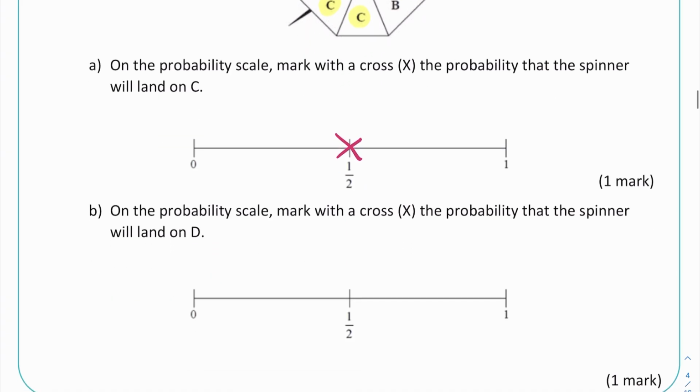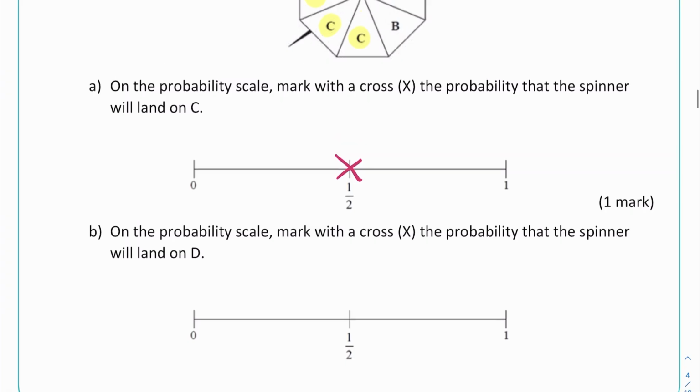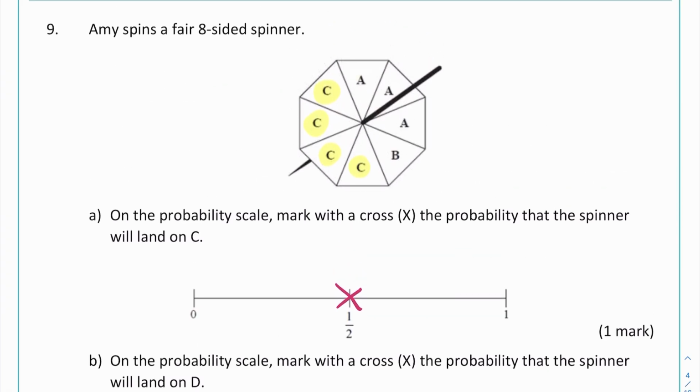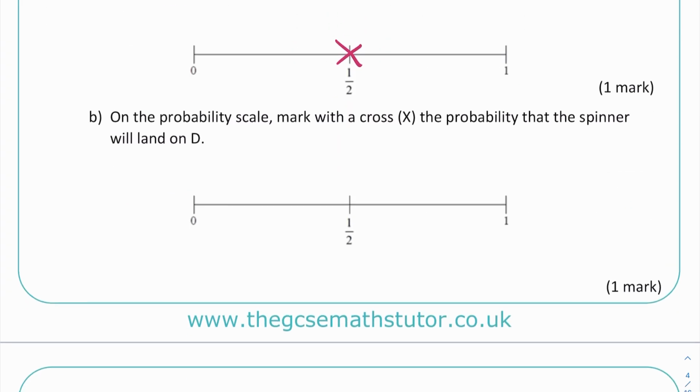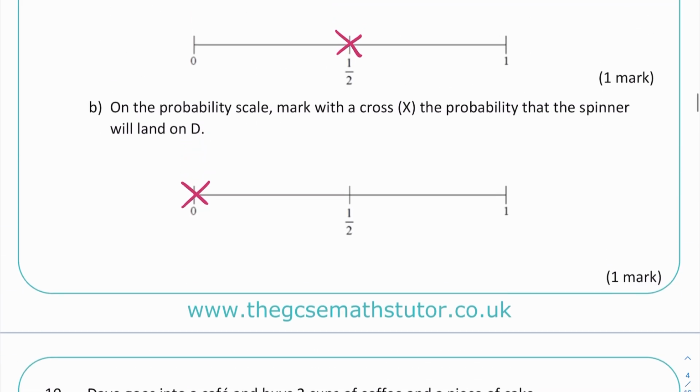For part B, on the probability scale, mark with a cross the probability the spinner will land on a D. Well, if we go back up, there are no D's on the spinner. We've got 3 A's, a B and 4 C's. So it's literally impossible to land on a D. Impossible on our probability scale is the number 0. So we're just going to put a big cross on the number 0. And there we go.